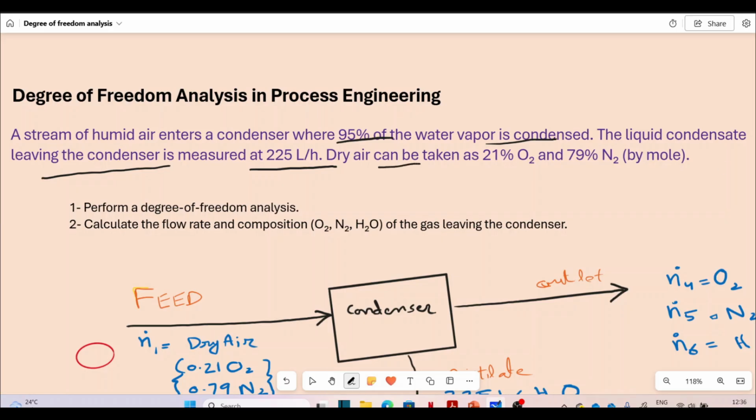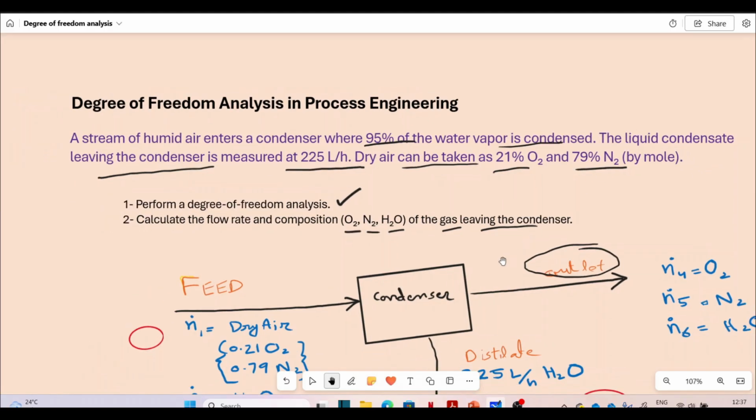Dry air can be taken as 21% oxygen and 79% nitrogen by mole. So this is the problem statement. What we have to do: first, perform a degree of freedom analysis. Second, calculate the molar flow rate and the compositions of oxygen, nitrogen, and water of the gas that is leaving the condenser. So we have to find all these parameters in the outlet.